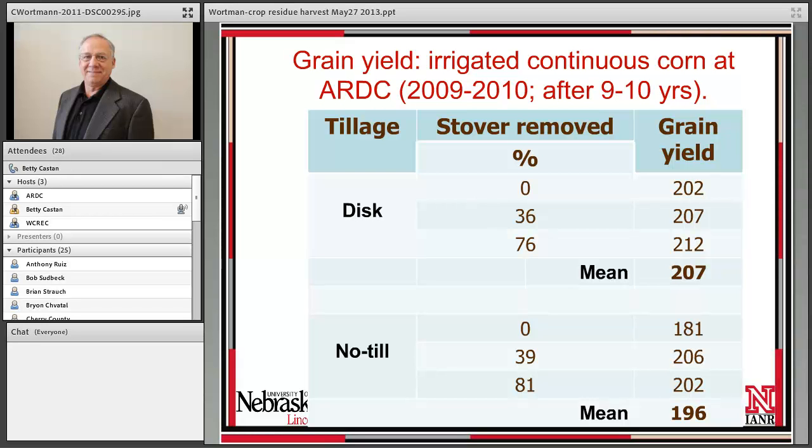These results are consistent with a lot of results that we see from the Corn Belt, that removing some of the crop residue, certainly for corn after corn, but even corn after soybean for high yield situations, very often does result in increased yields. On average, the yields are increased.